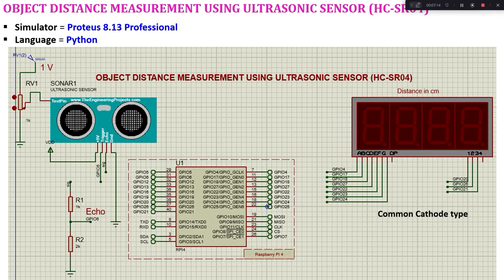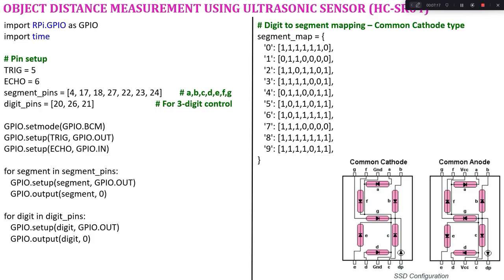Now let us look at the programming part. So we import the necessary packages. The first package which we are going to import is the GPIO package, and then the time package for introducing the delay function. Then we connect the trigger line of your ultrasonic module to GPIO 5 and the echo pin to GPIO 6. And the 7-segment pins, A to G. So A is connected to 4, B is connected to 17. Like that, each pin: C is connected to 18, D is connected to 27, E is connected to 22, F is connected to 23 and G is connected to 24.